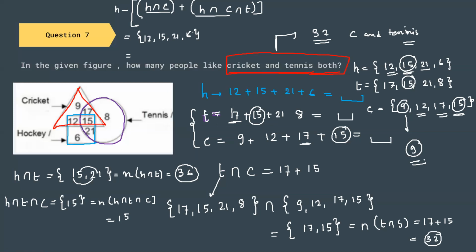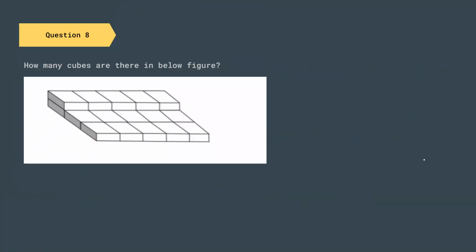Fine. With this, let us go to the next question. How many cubes are there below in the figure? You have to say how many cubes are there. This is a 3D figure. We can actually guess how many cubes are here.